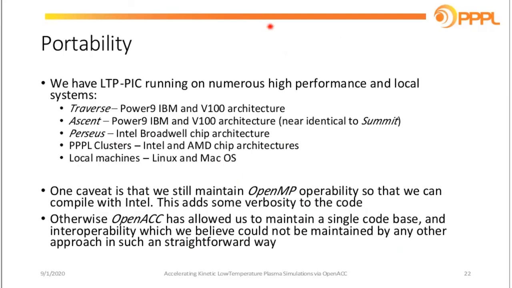But in terms of portability, similarly, we had great success. So I'm not going to go through all the different frameworks, but we have our code running on Power 9 architectures, on Intel Broadwell chips, as well as other Intel and AMD chips at PPPL, and as well as on our local machines. So one caveat here is that we're still maintaining OpenMP operability so that we can compile with Intel compilers, and this is pretty important for one of our machines, Perseus. So this adds a little bit of verbosity to the code. But otherwise, OpenACC has actually allowed us to maintain a single code base and interoperability, which we honestly don't believe we could with any other approach in such a straightforward way.